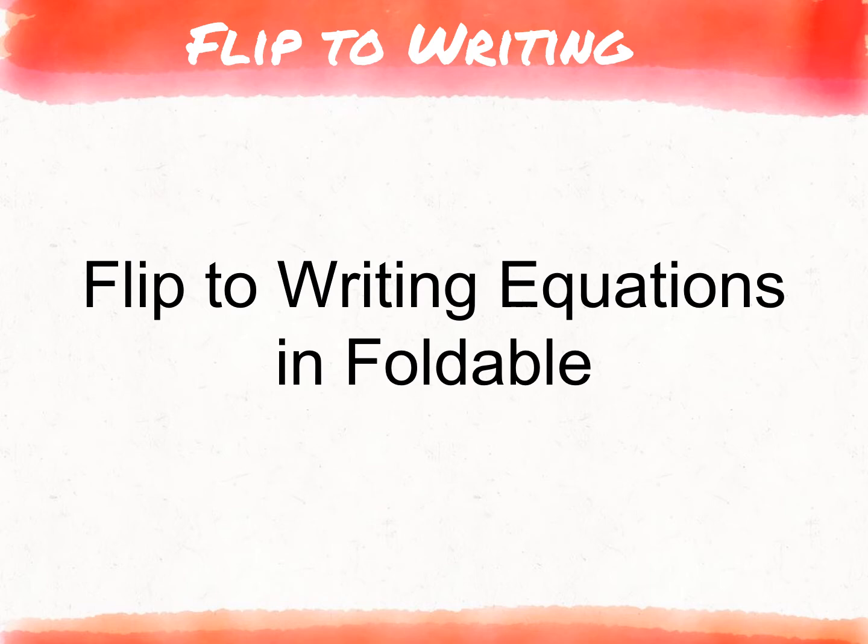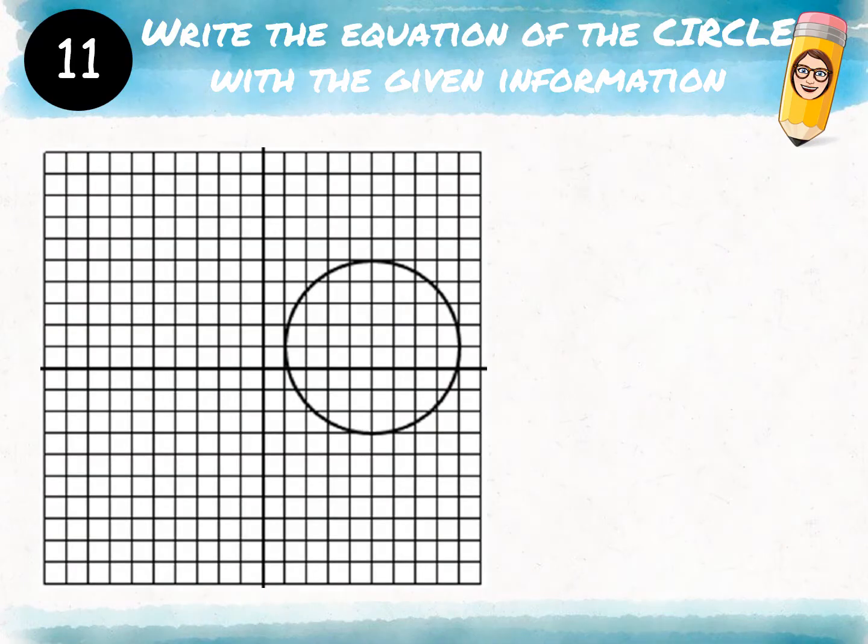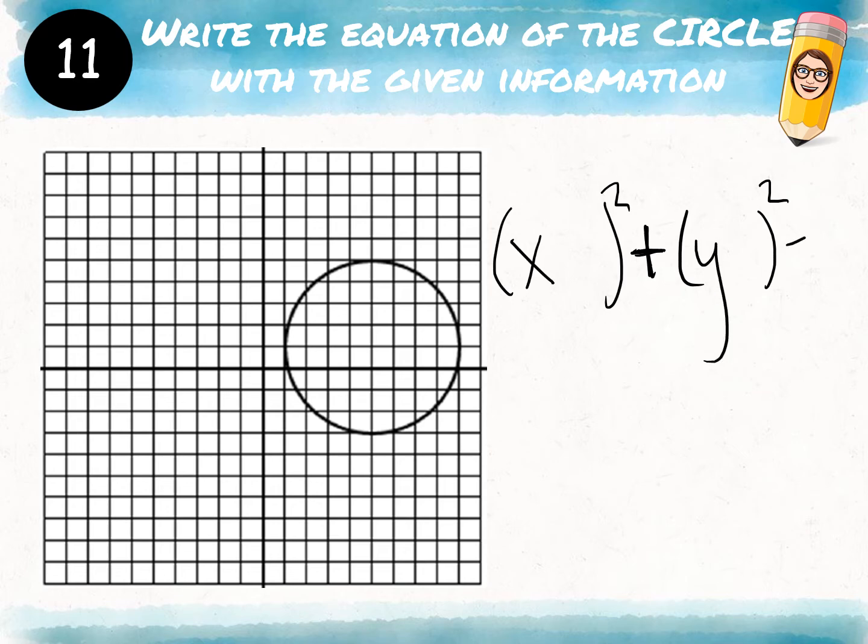This is towards the back of your foldable, so I'll give you a second if you need to pause and find that spot. This example in your foldable is labeled number 11. So I always like to start with the general layout, right? An x quantity plus, that plus matters, circles are addition in the middle, y squared equals r squared. So just remembering that layout.